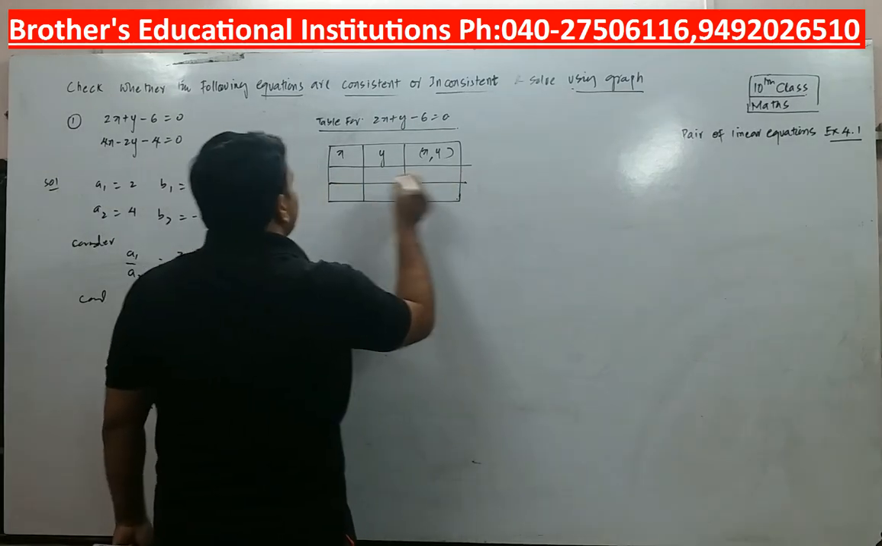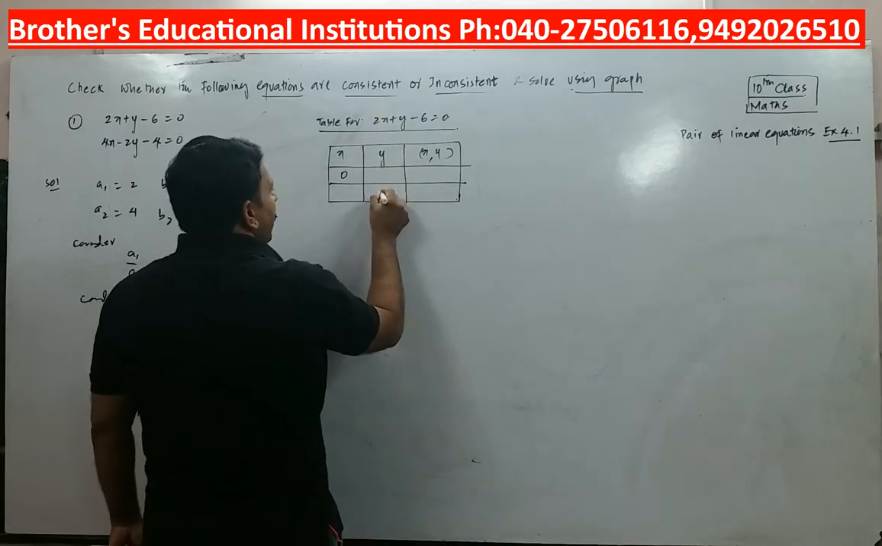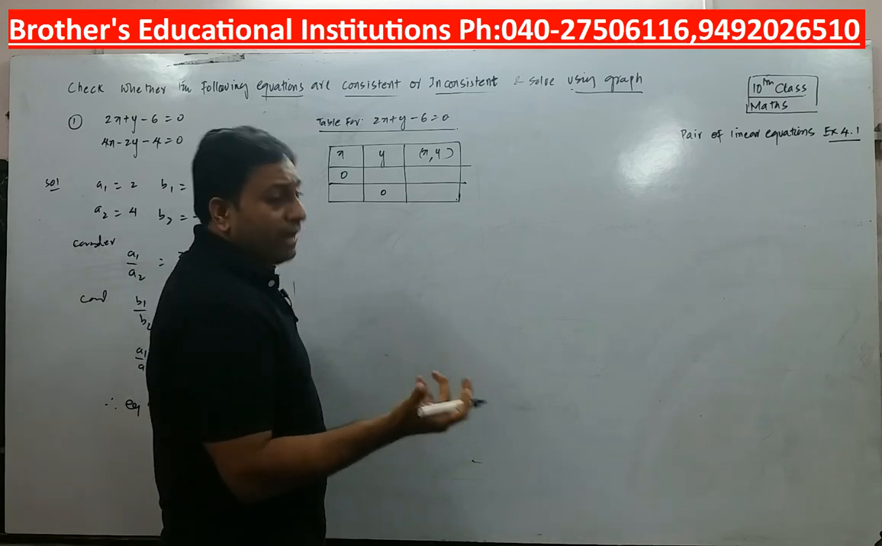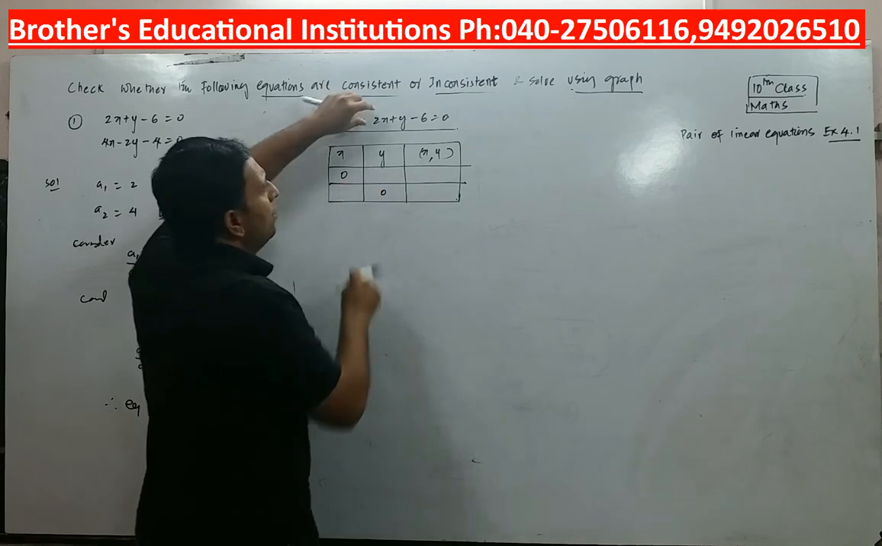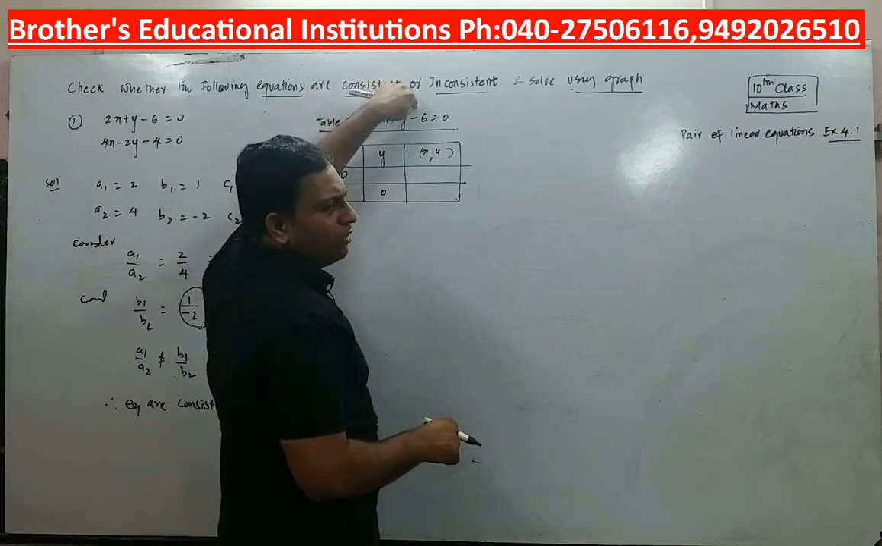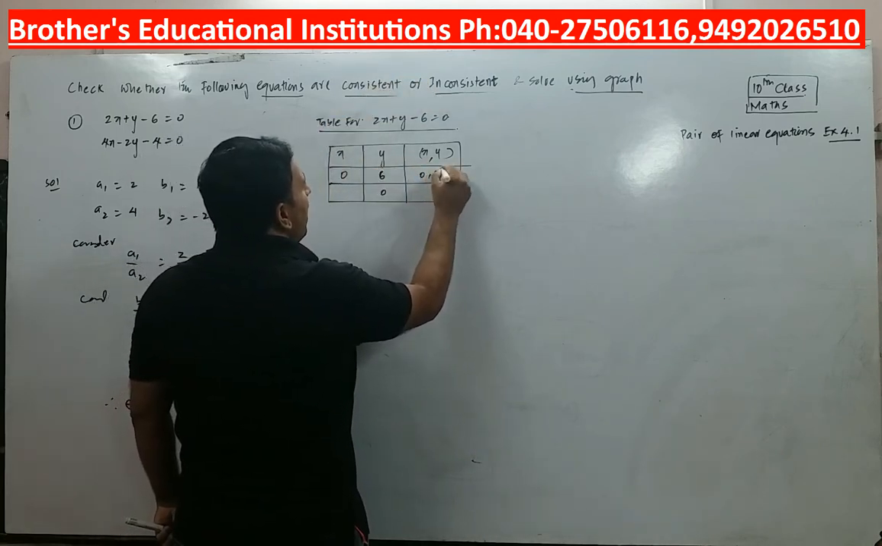So how do I do it? First time I will consider x is equal to 0 and find the y value. Second time I will consider y is equal to 0 and get the x value. Sometimes you may get fractions as well; you need not worry about it. So let us take x is equal to 0. When I put x is equal to 0, 2 into 0 is 0. y minus 6 is equal to 0 means y is equal to 6. So the point will be 0 comma 6.